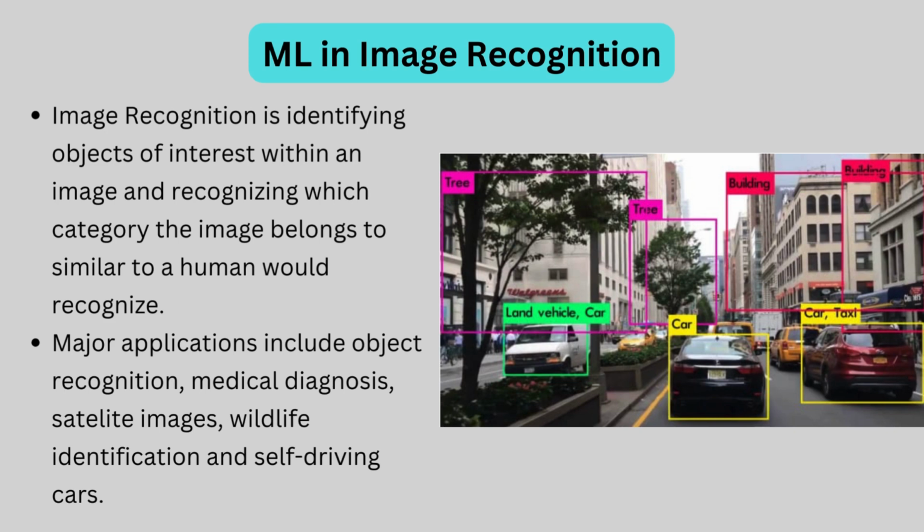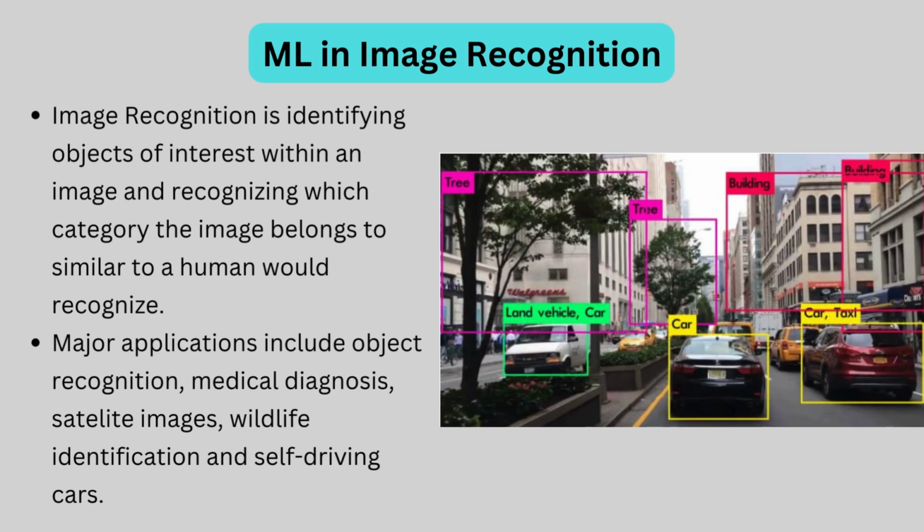And also, image recognition is used in satellite images. Image classification is used for analyzing satellite and aerial images, enabling tasks like geography classification, and also in disaster monitoring, and also in urban planning. Those images can be used in those tasks.